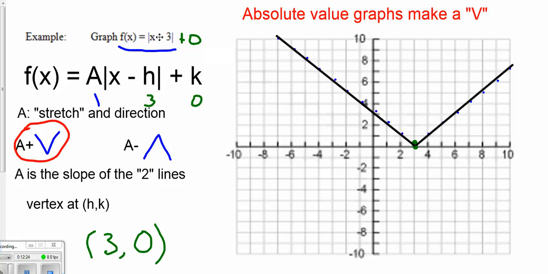And that h value, this little piece inside of the absolute value, lets us know that it moved over some. So if you can remember these transformation properties, a is your stretch and direction, h is the x value of the vertex, and k is the y value of the vertex. That'll help you draw out these graphs.